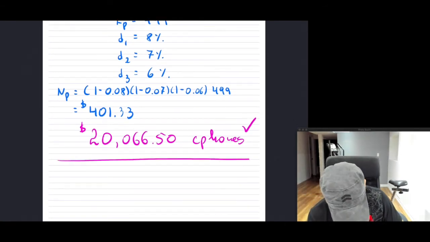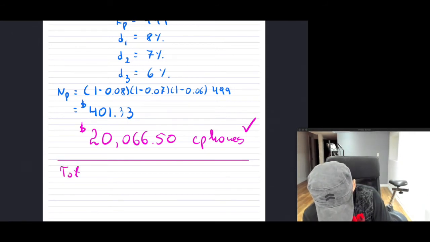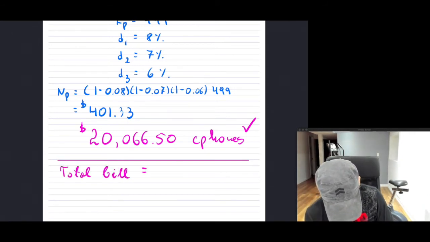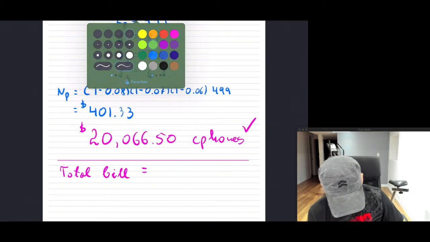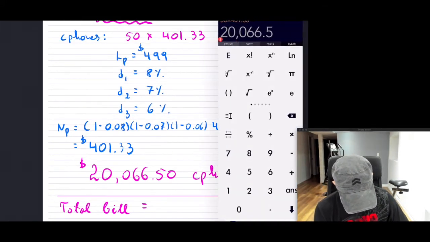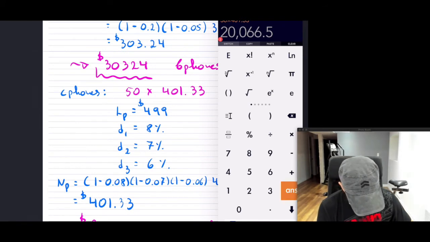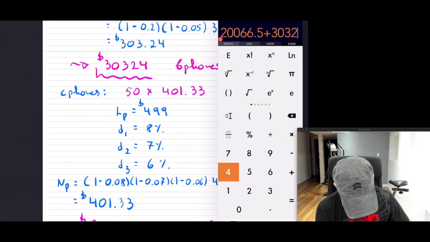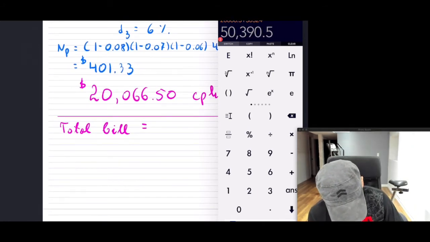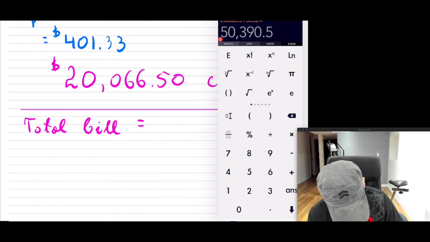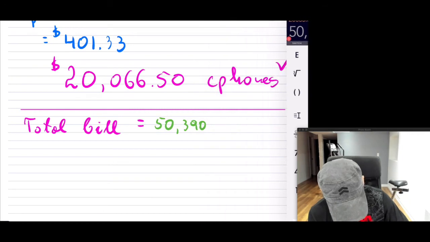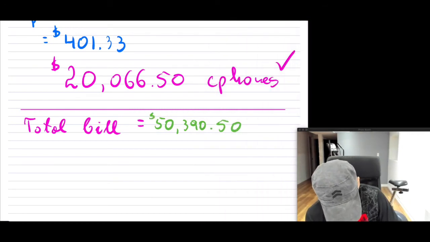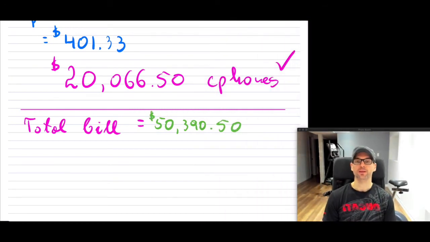So the total bill comes out to, let's add these up. That's that plus 30,324.50 equals 50,390.50. That's how much our bill would be. That is assuming we had no discounts.